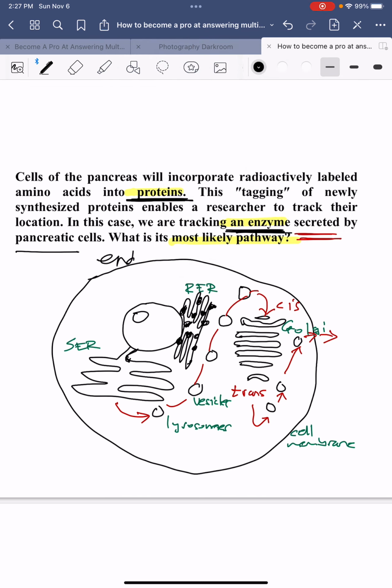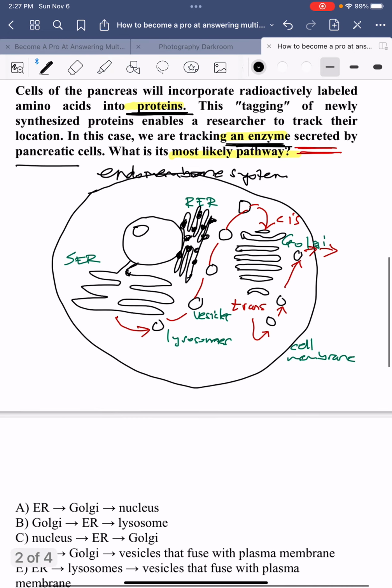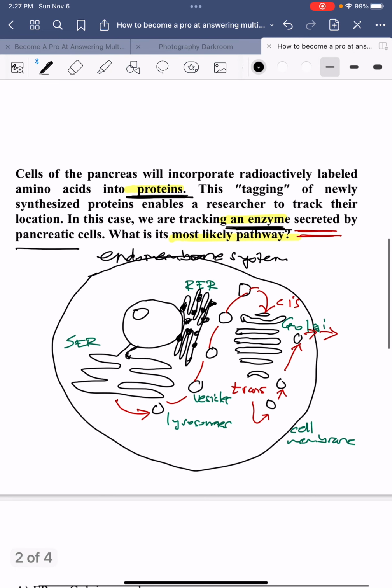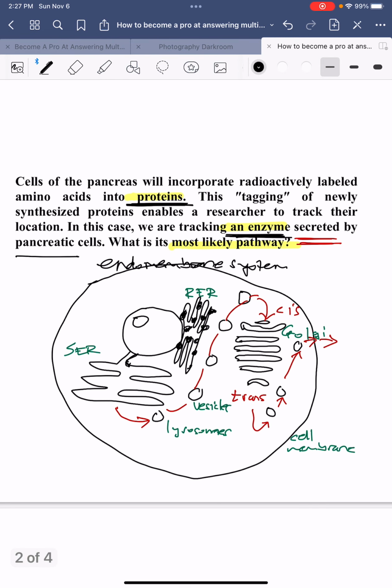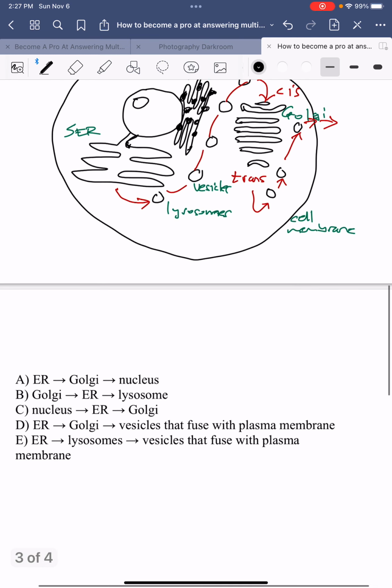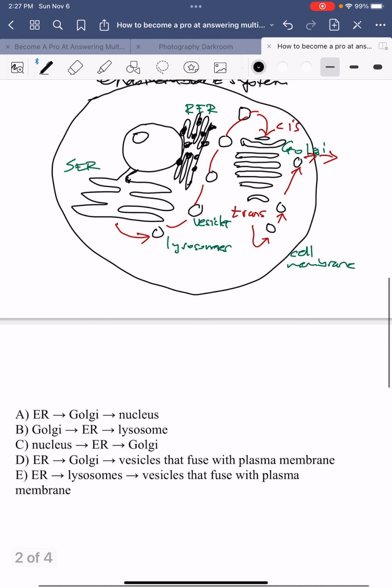So if you want to jot down so that if you come back later to this question, you can see, oh, this is what I drew here. I drew a quick little illustration of the endomembrane system. Now, let's go look at what is the most likely pathway of an enzyme secreted by the pancreatic cell. And we look at our answer options.